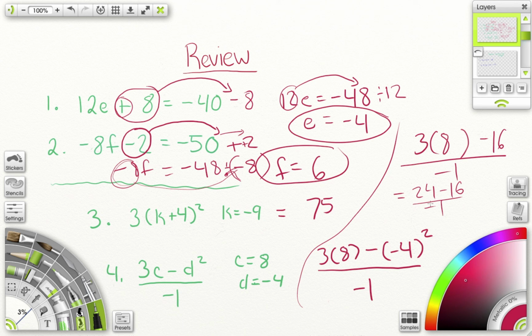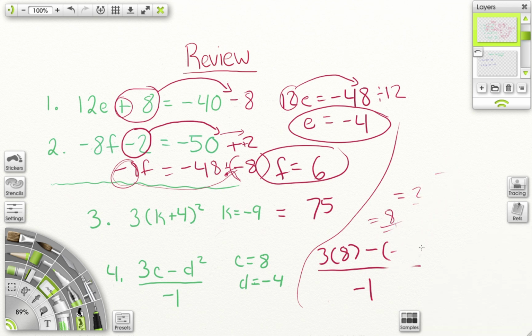24 minus 16 equals 8. It's +8 divided by -1, which equals -8. Because remember, positive divided by a negative equals a negative. So our answer to this one here, I'm just going to erase this and write it out nicely so it looks a little less clustered, is -8.